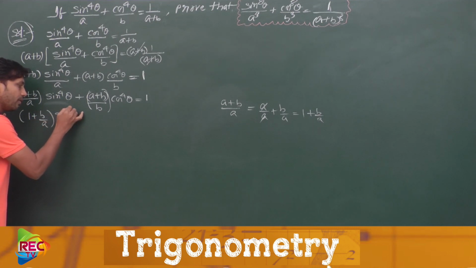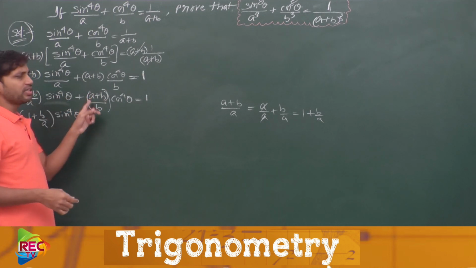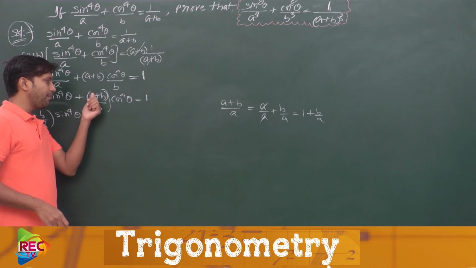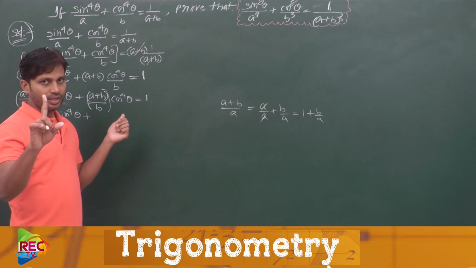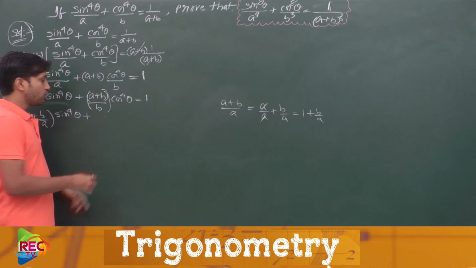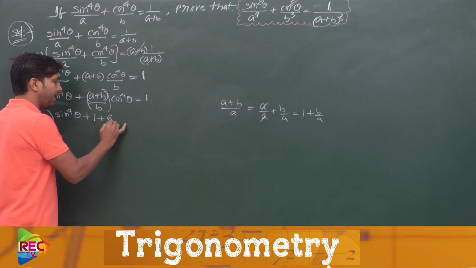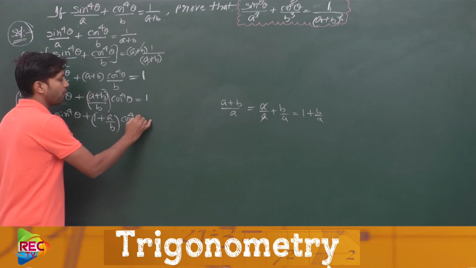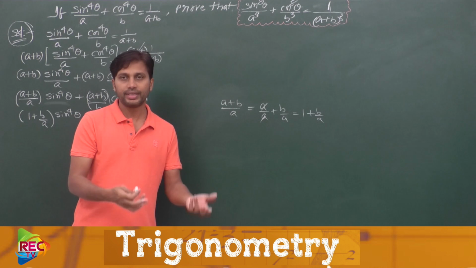sin to the power of 4 θ plus. Similarly, if you solve this bracket, what will happen here? a by b plus b by b. b by b will be cancelled to get 1, and we get a by b. So similarly here we can write 1 plus a by b into cos to the power of 4 θ equal to 1. And let me do one more adjustment over here.